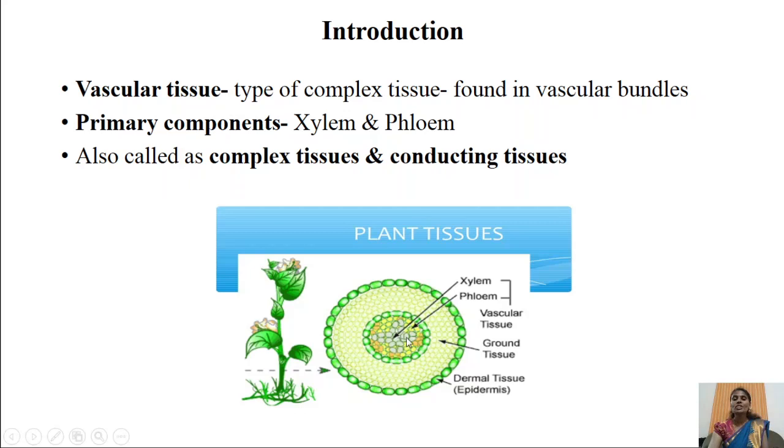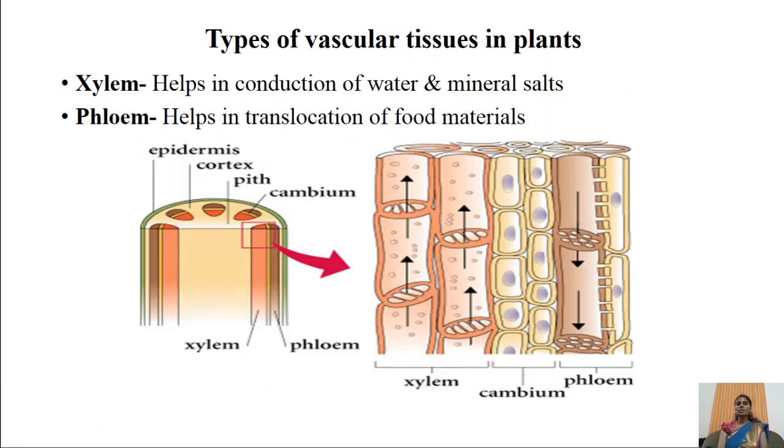Here we can observe the vascular tissues restricted to the vascular region of a plant, where the xylem and phloem are present in the stellar region. Then coming to the types, the vascular tissues are of two types, xylem and phloem. Xylem is present towards the pith, whereas phloem is present towards the cortex, where both of them are separated by a meristematic tissue called cambium, where xylem helps in conduction of water and phloem helps in translocation of food.